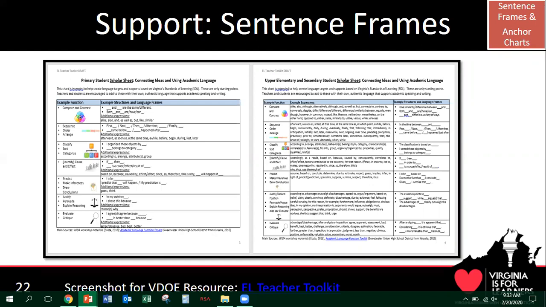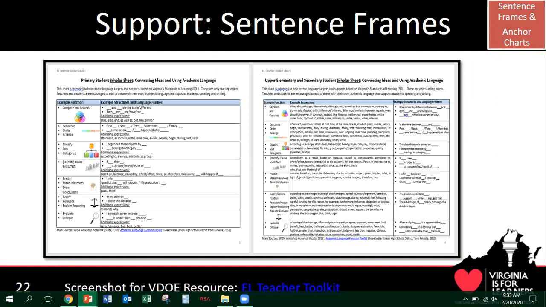So even students who are monolingual English speakers and not using another language, going back to the fact that all of the students are academic language learners, if the lesson is compare and contrast, then how does that sound? We're making that explicit to students.